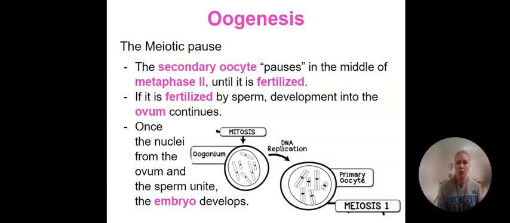Once the nuclei from the egg and the sperm unite, that's when the embryo can start to develop in that process of embryonic development, becoming a baby. So a couple differences there between meiosis for males and females. Nothing that you would necessarily see on your exam, but just a little bit more information to show how different this process is between males and females.